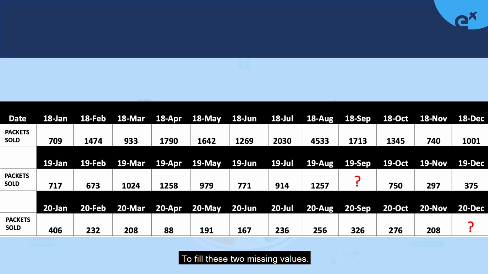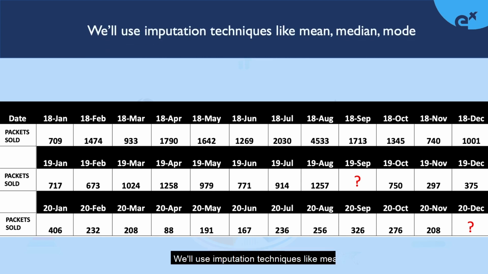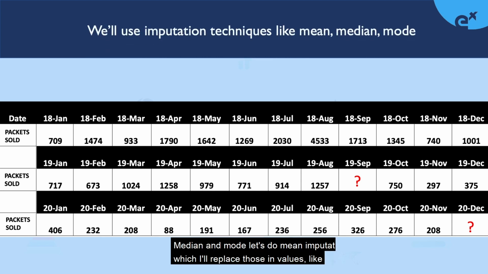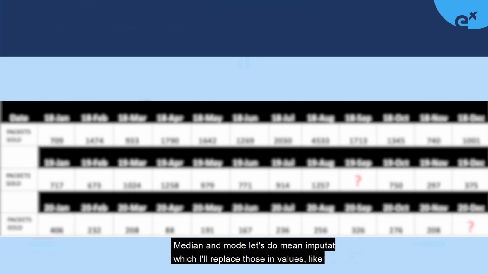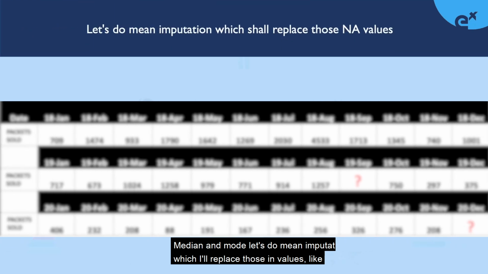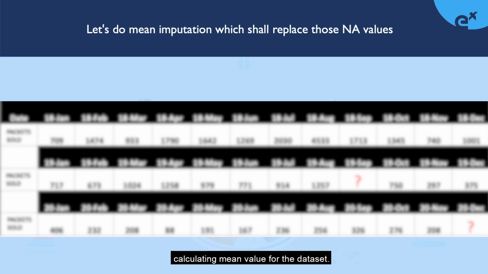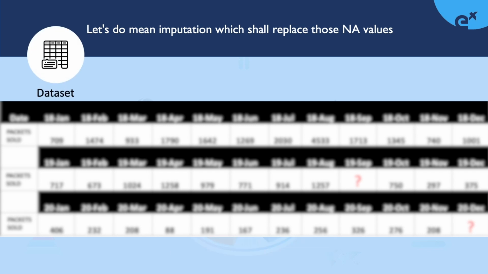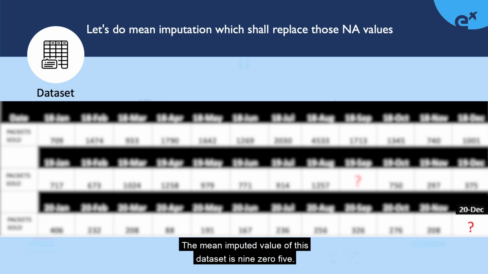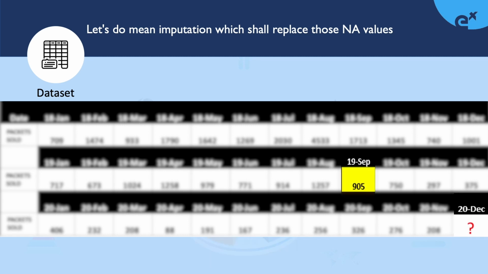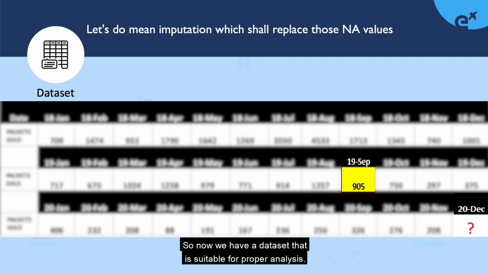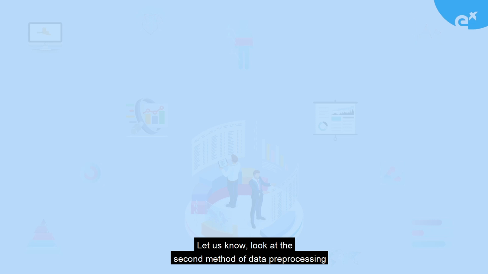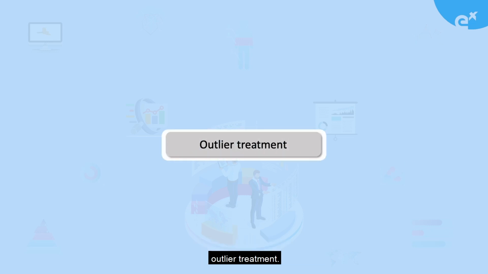To fill these two missing values, we'll use imputation techniques like mean, median, and mode. Here, let's do mean imputation, which shall replace those NA values by calculating the mean value for the dataset. The mean imputed value of this dataset is 905. So now we have a dataset that is suitable for proper analysis. Let us now look at the second method of data pre-processing, outlier treatment.